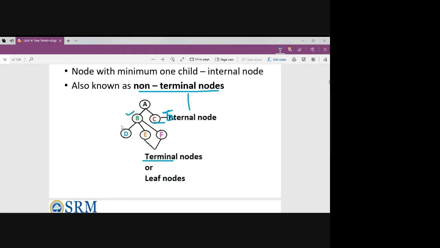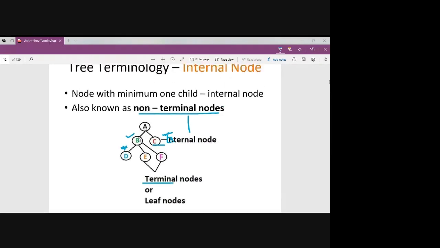And then what about B, ma'am? Shouldn't it also be an external node? B is an internal node. B will be an internal node, non-terminal. Ma'am, D for non-terminal? What? Yeah, D.